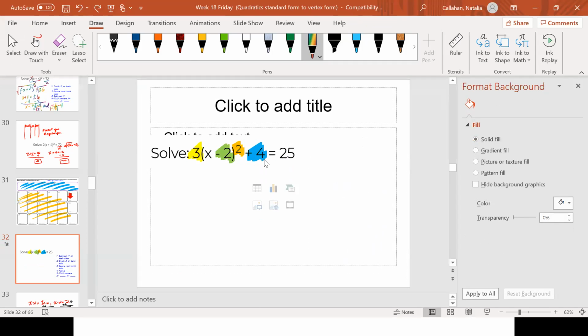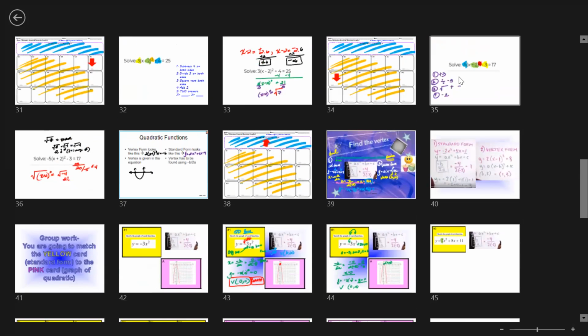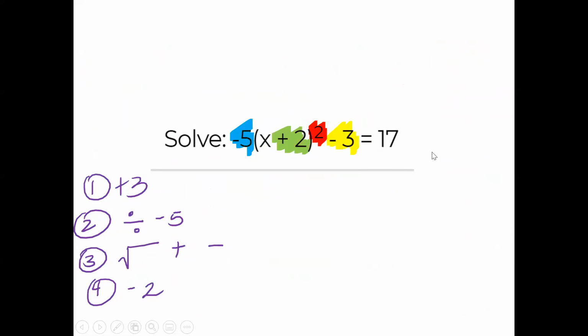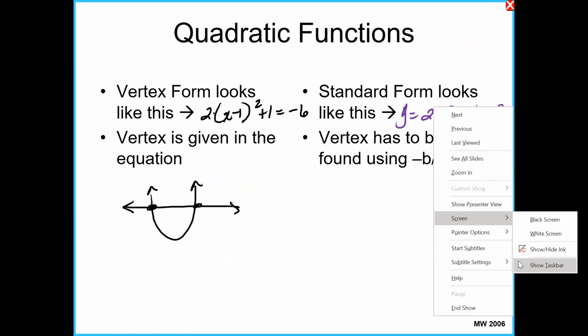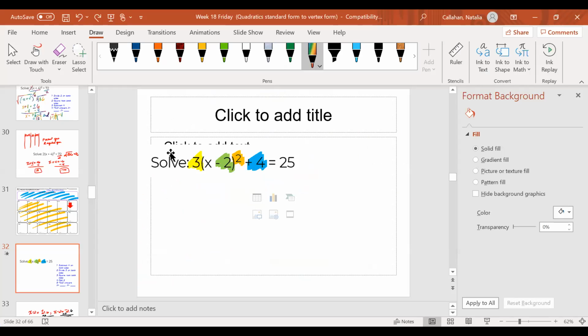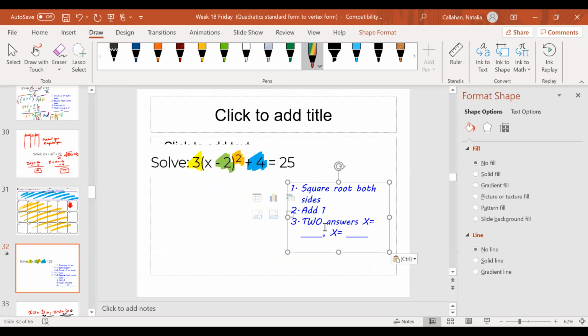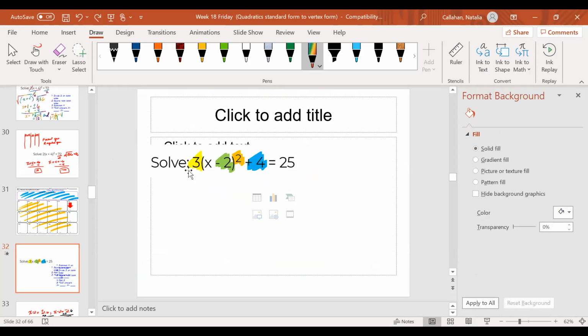Let's see what happened here. Hold on a second. Something just disappeared. Let me go back to this. That's okay. We'll just continue with this anyways.